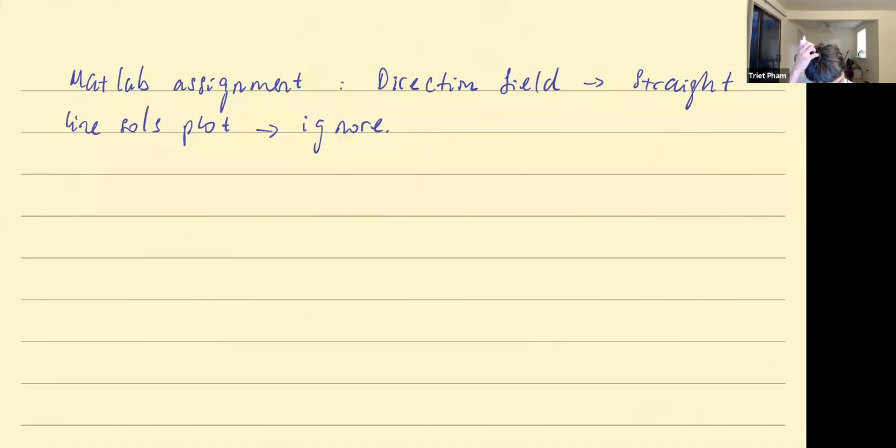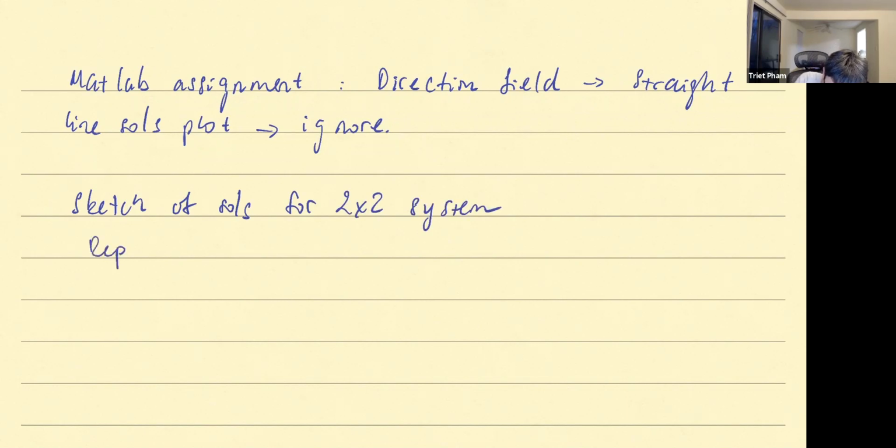Okay. So now I want to round out the discussion on the sketch of solutions for 2x2 systems. And we have two cases left, right? We have the repeated eigenvalues. And the second case is the zero eigenvalue, okay? This is a special case.